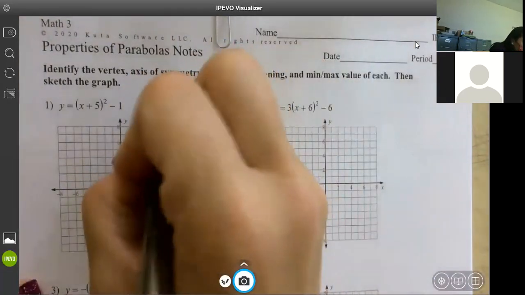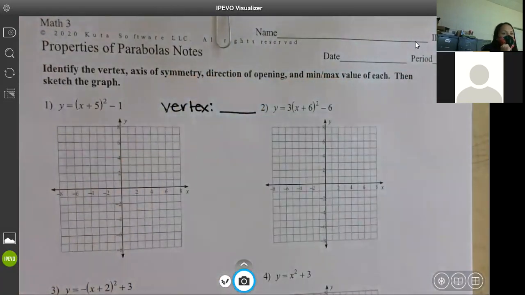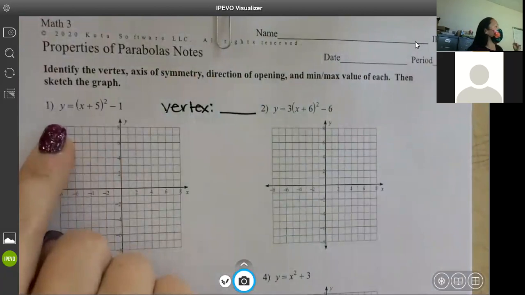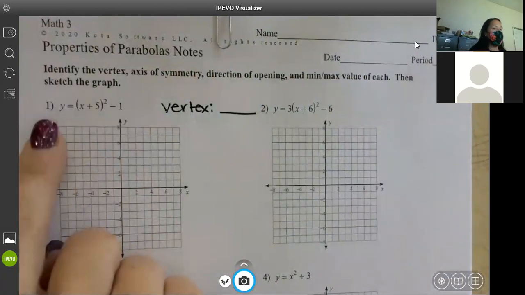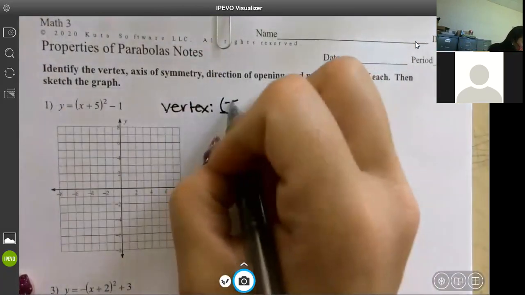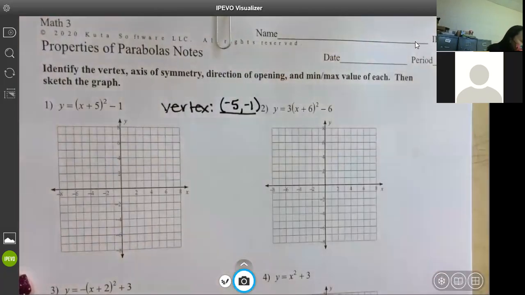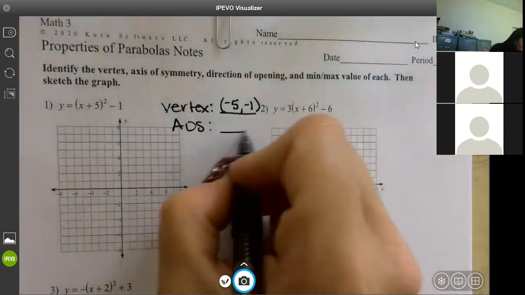So we're going to start with our vertex. What is your vertex? Be careful. Remember to watch for the y equals compared to the x equals, okay? So this one is y equals, so it's normal. What is your vertex? -5, -1. Perfect. Axis of symmetry, I'm going to hold off just a minute. We're going to do the ones that we know just to kind of review.